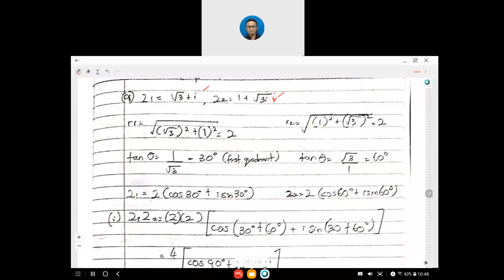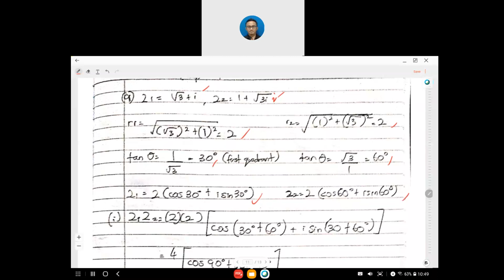Okay, Z1, you need to find R1. R1 you can get 2, tangent theta, you can get 30 degrees. So Z1 in the polar form, 2 times cos 30 degree plus i sine 30 degree. For Z2, R2 also equal to 2, and then tangent equal to 60 degree. So you can get 2 cos 60 degree plus i sine 60 degree.